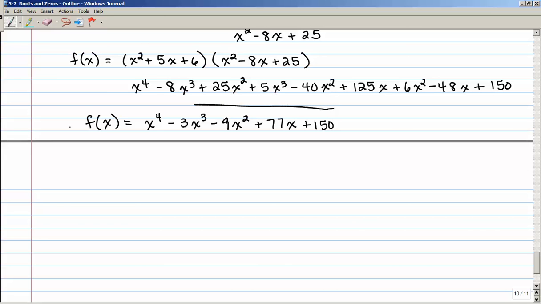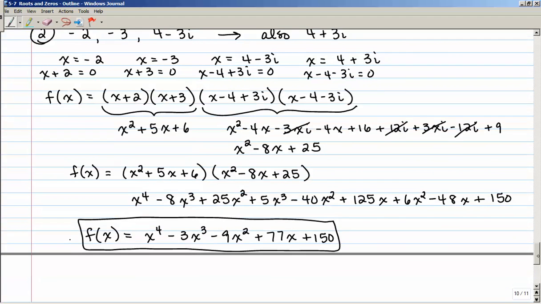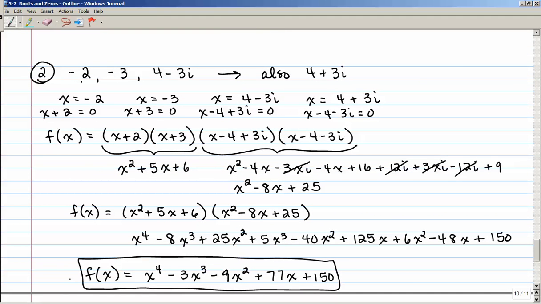So that is the polynomial that has negative 2, negative 3, and 4 plus or minus 3i as its roots.